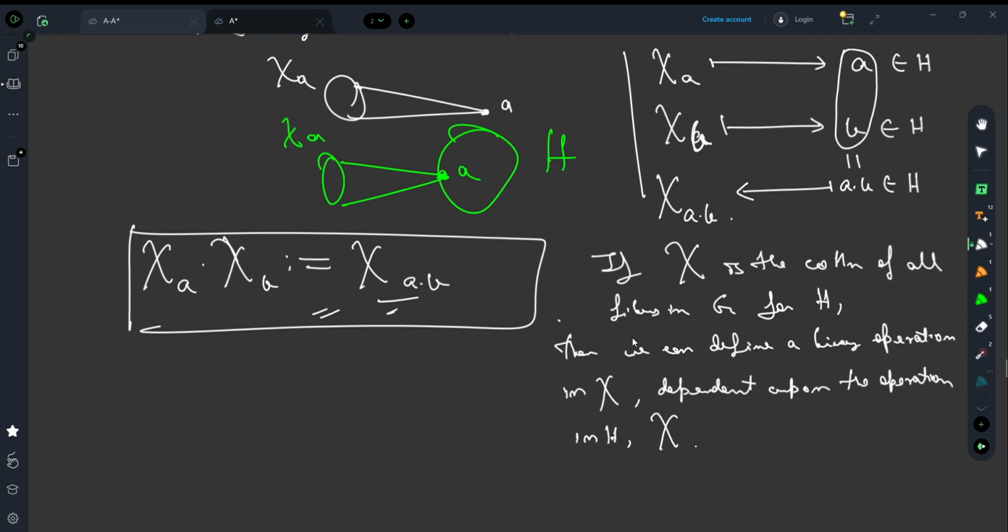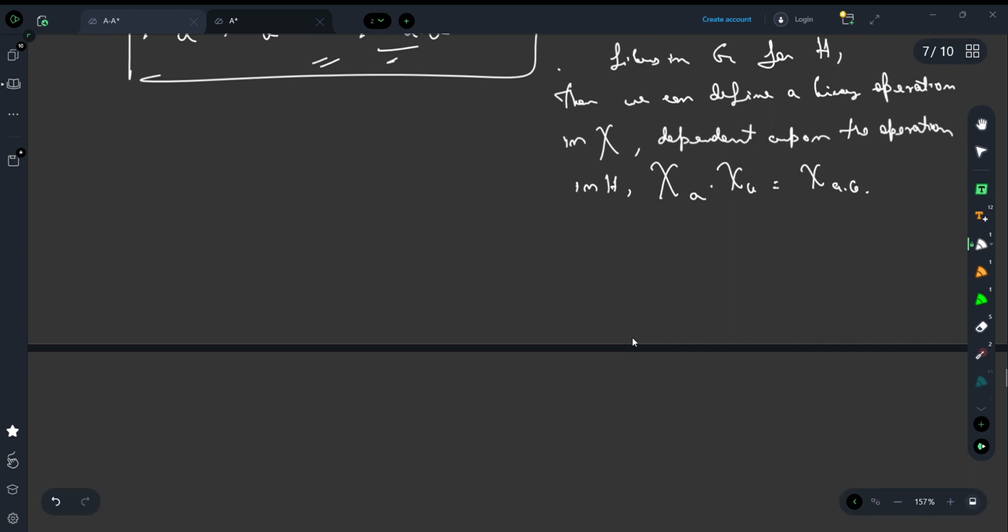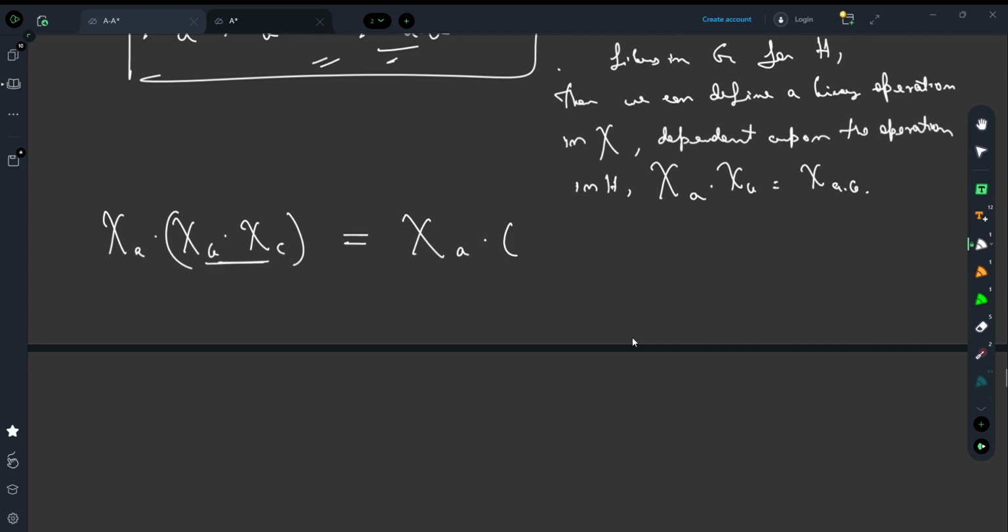And how is it defined? So chi of A dot chi of B is chi of A dot B, chi of AB in simple language. I guess it's clear. Okay. Now if you start with say three fibers, so you have chi of A, chi of B, chi of C. Suppose you compose them in this way. So this will eventually be chi of B dot C, chi of BC. So this will in a way become chi of A dot B dot C, right?